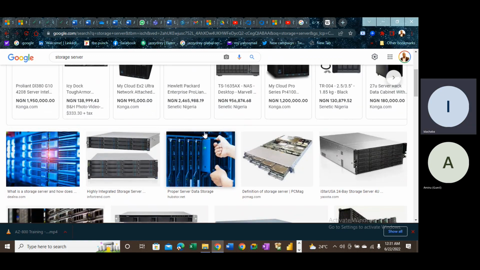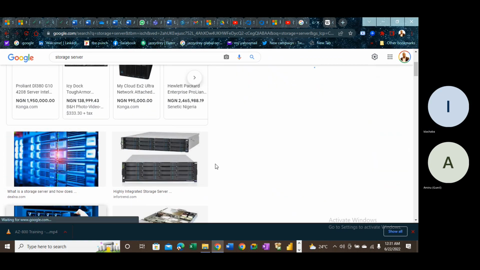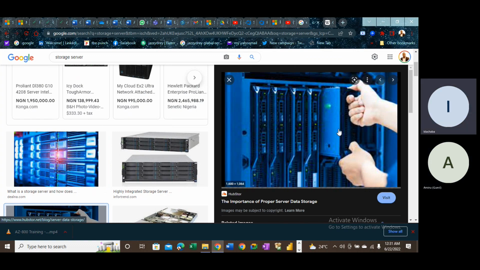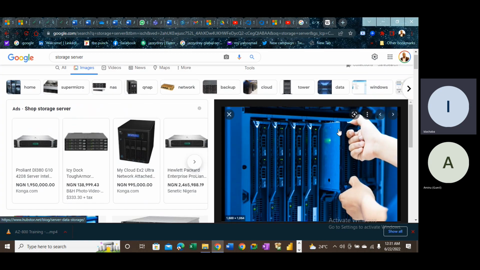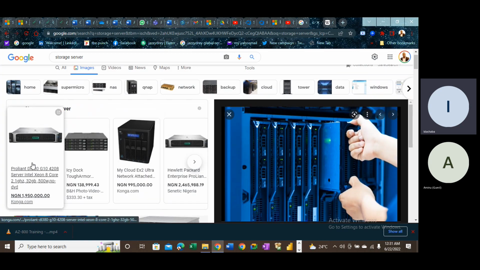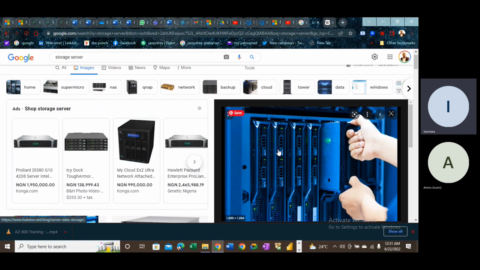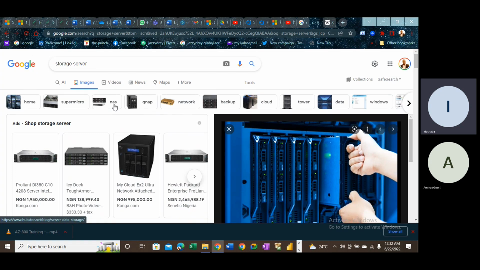What does it look like? Blade server. Exactly. It looks like your Blade server, but meanwhile, it's a storage server. Which means that your storage server too can be arranged as a Blade server. Just for you to understand what your storage server is. They are meant for backups and all of those things.